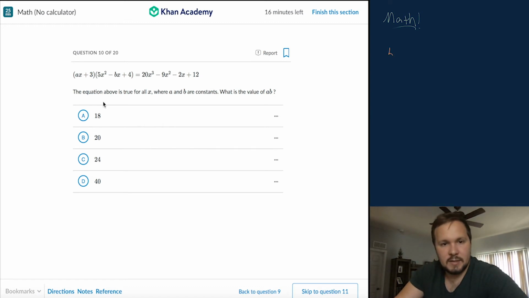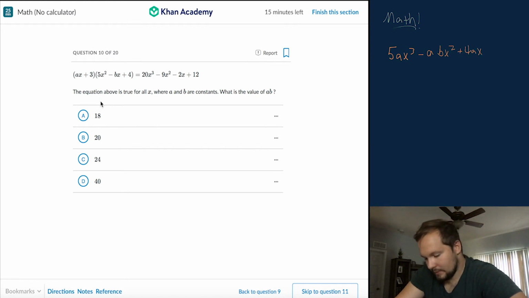And we get 5ax cubed minus abx squared plus 4ax plus 3 times, so that's plus 15x squared.